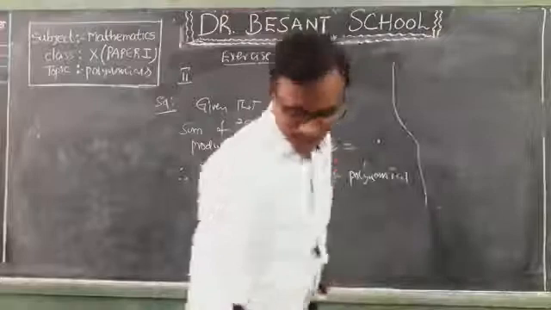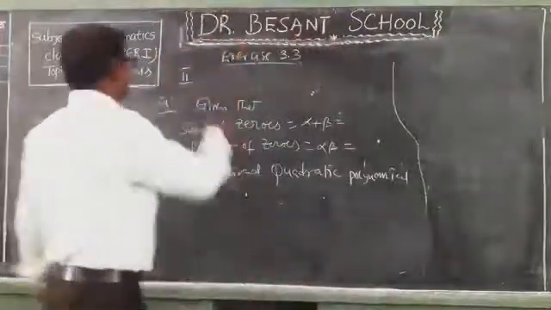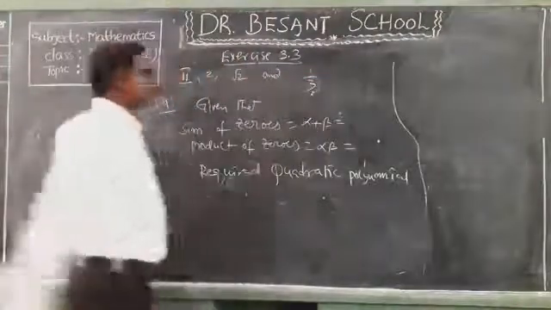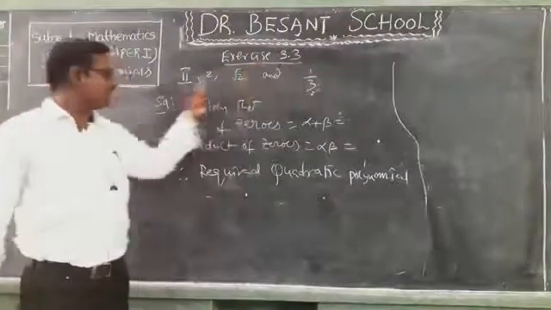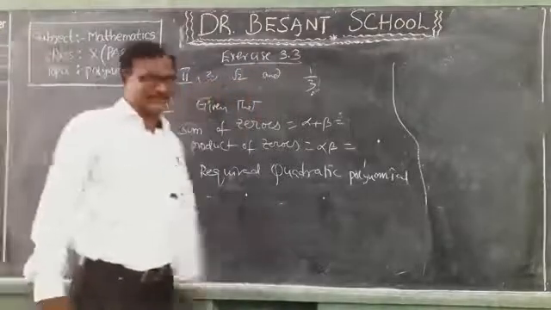Let's see one more problem from this Roman. This is the second one: root 2 and 1 by 3. From exercise 3.3, second Roman, I am explaining you one more problem. That is the second one, root 2 and 1 by 3.